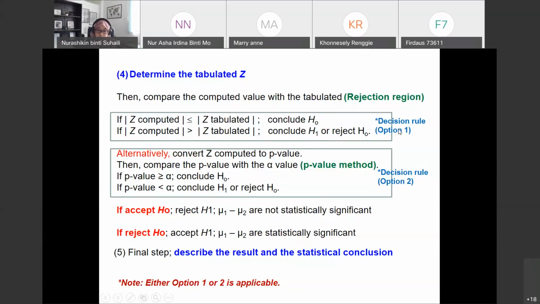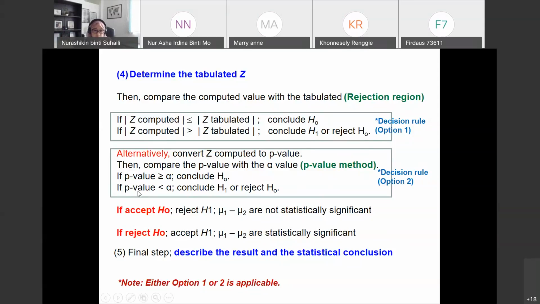So this is option 1. Alternatively, you can also compare the p-value. So this is option 2. You don't have to perform both. You just have to choose option 1 or option 2. It's the same because it will guide you to the decision. For the second option, you have to compare the p-value and the alpha.